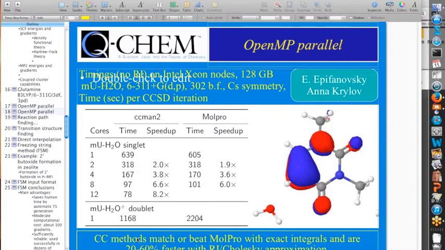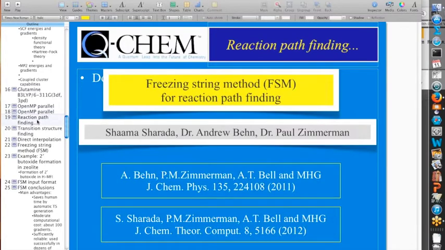So that's more or less the end of the first in-depth look, which is really what do the OpenMP parallel capabilities mean for production quantum chemistry, and taking the paradigm that one job should grab one node, version 4.1 can really do this quite effectively. Okay, so let's switch to a second capability, and this is some new developments in the freezing string method, FSM for short, for reaction path finding. If you want a more detailed look at the FSM, you can go back and view webinar number one, where I talked about this in some detail. Here I'm just going to brush through it relatively briefly.